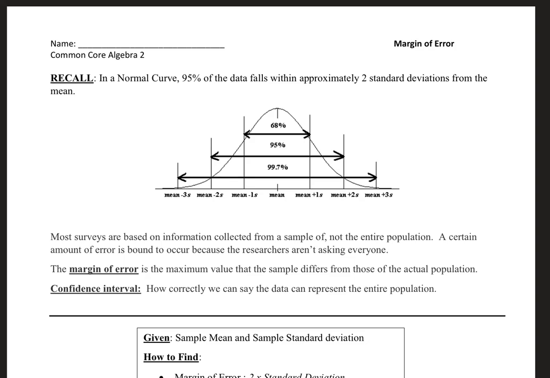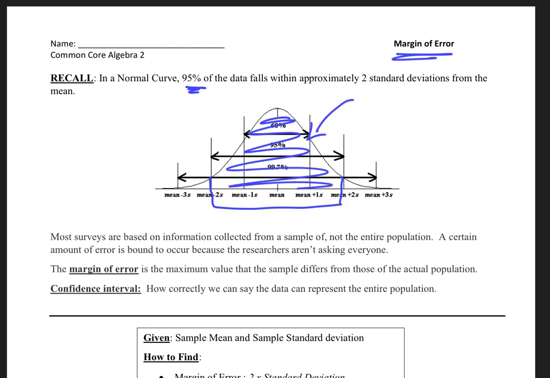Today we are going to be talking about the margin of error and the 95% confidence interval. So as you may or may not remember, in a normal curve, 95% fall within 2 standard deviations of the mean. So that means if you are inside the 95% confidence interval, it's normal. We consider it normal and predictable.